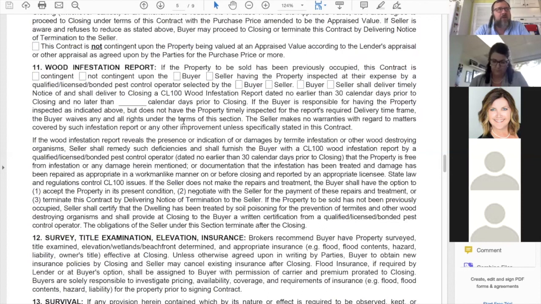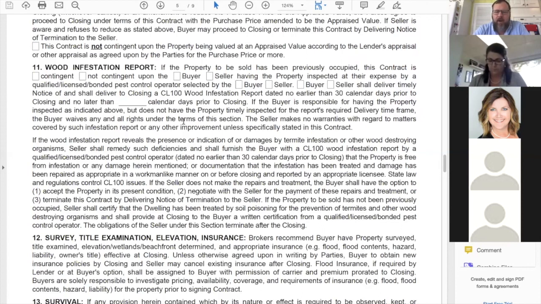It's either contingent or not contingent upon this. As I said, the buyer or seller has it inspected. The buyer or seller selects the inspector, and the buyer or seller delivers notice of having it done. I've always been a fan that the buyer does it. This is your inspector. This is who you have going to do it.